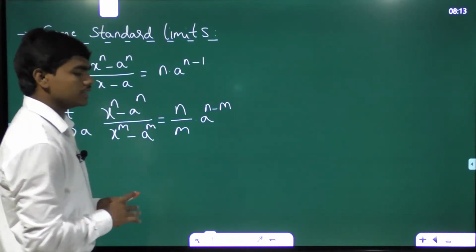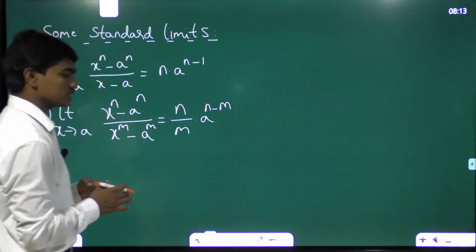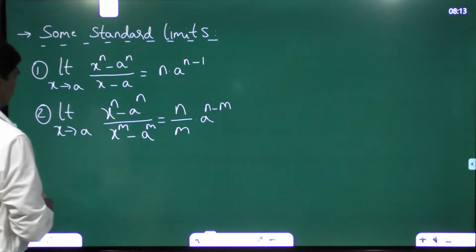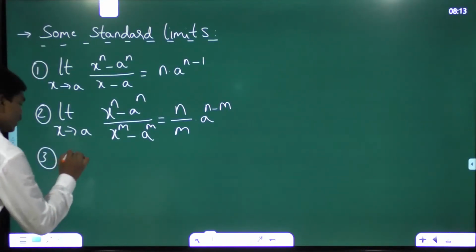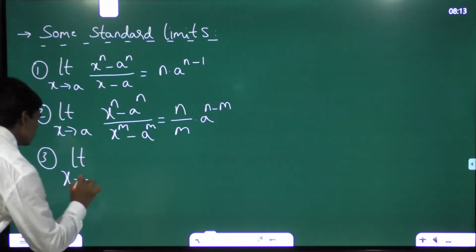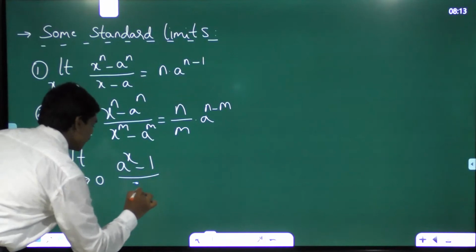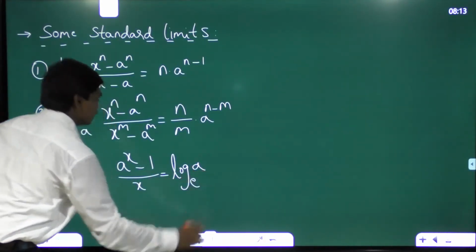Okay. See, a clarification: it's correct, n into a power n minus 1. Sandeep, it's a bit wrong, 2a, the actual answer is this. Okay. Next. Third limit. Limit x tends to 0, a power x minus 1 by x is log a to the base e.